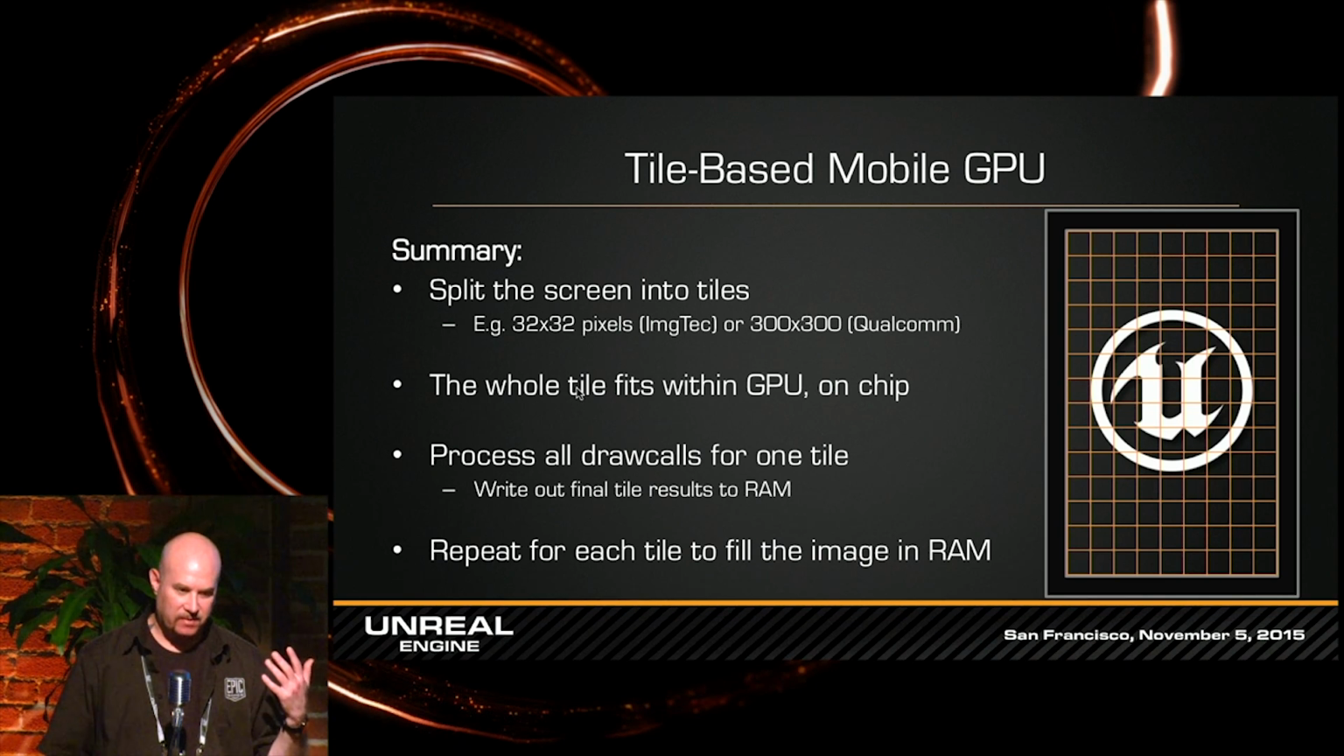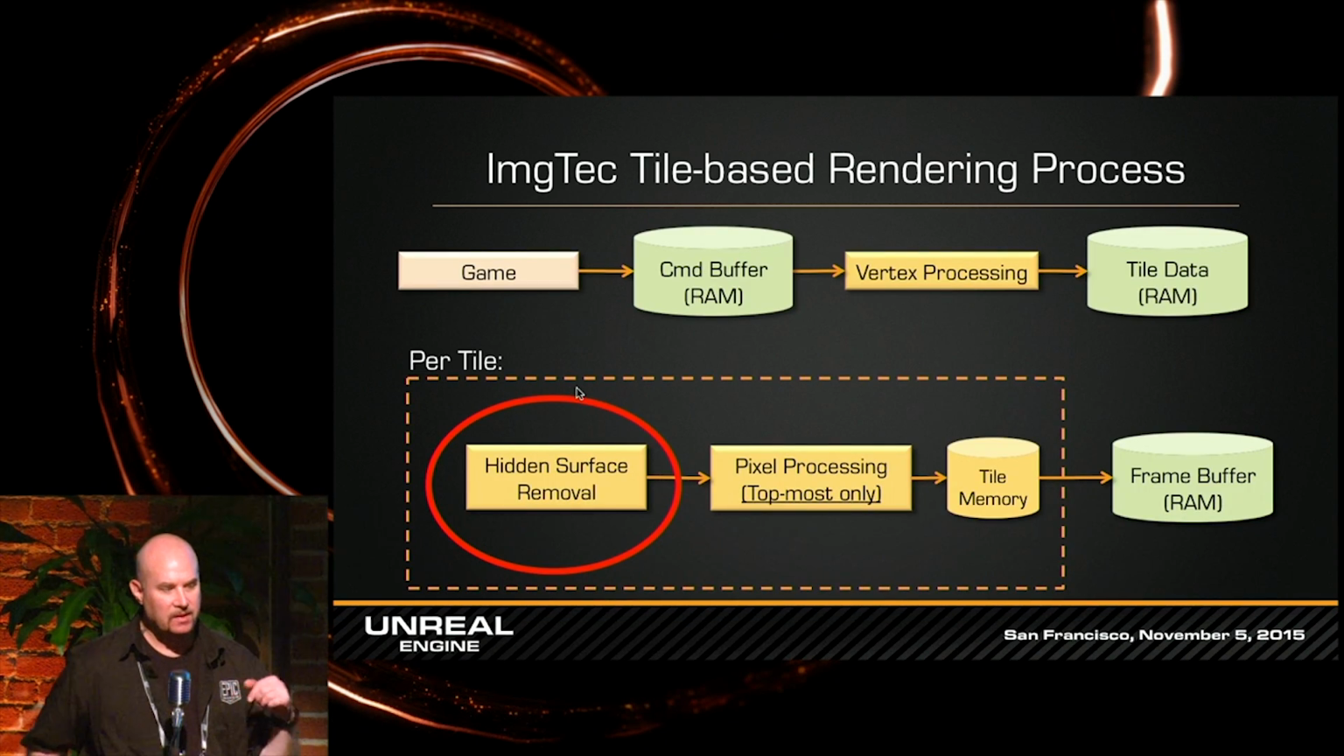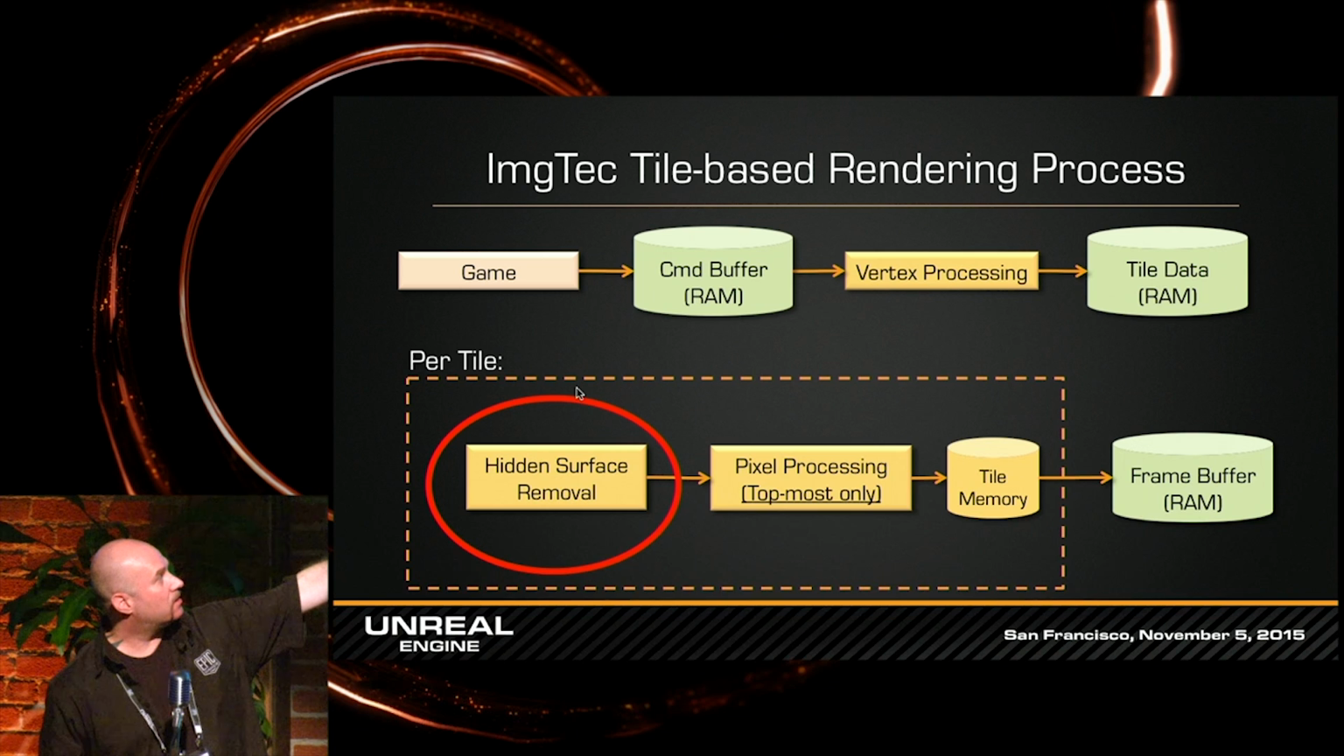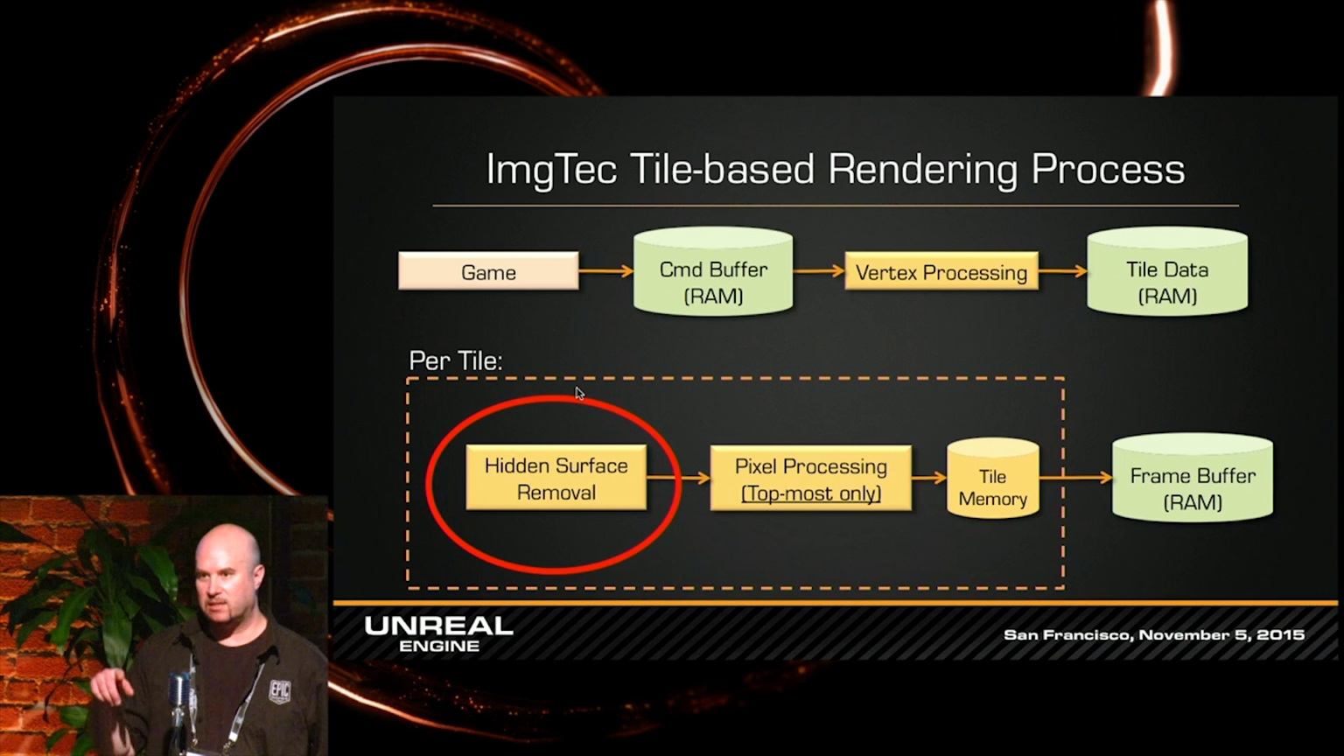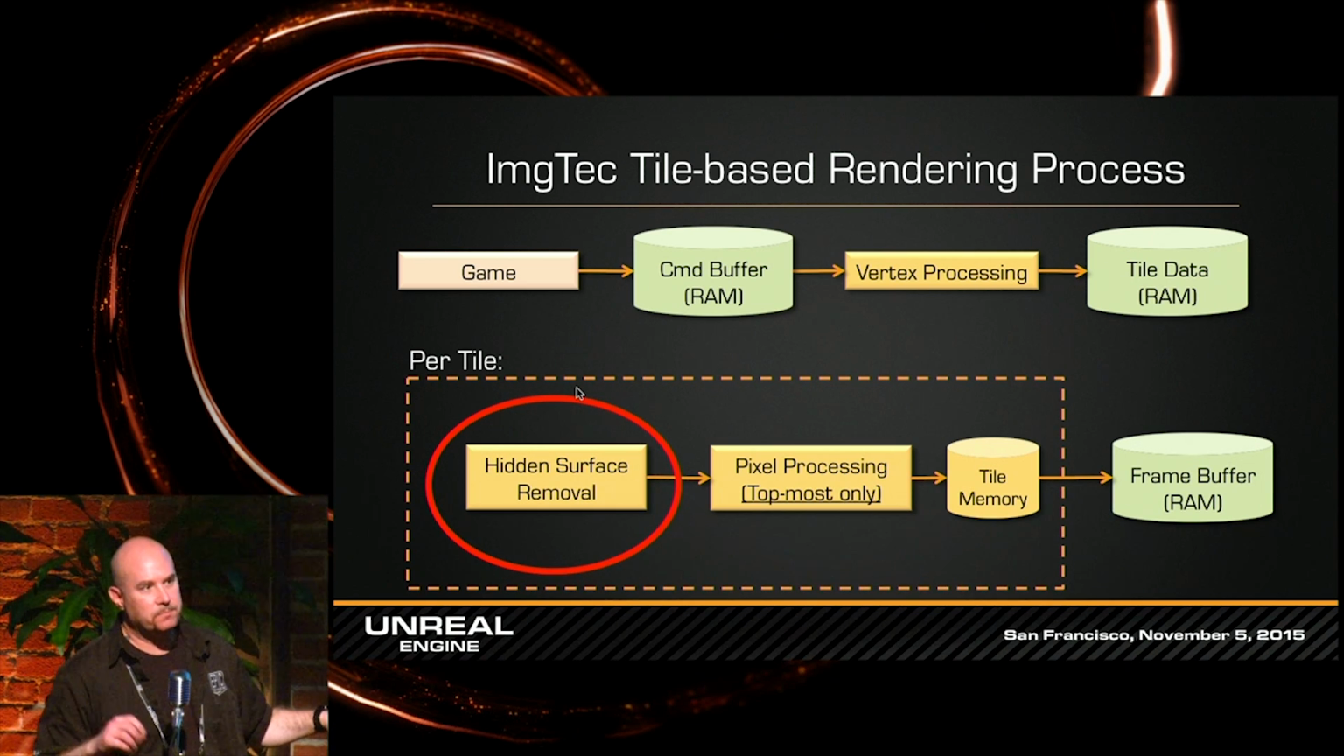So that might feel like, why does it do all the work over and over again? Well, it doesn't actually do everything over again. The vertex processing is only done once. So the transformed triangles and the vertices are saved to RAM, the green little cylinder there on the top right. And then what's repeated for each tile is just the pixel processing.